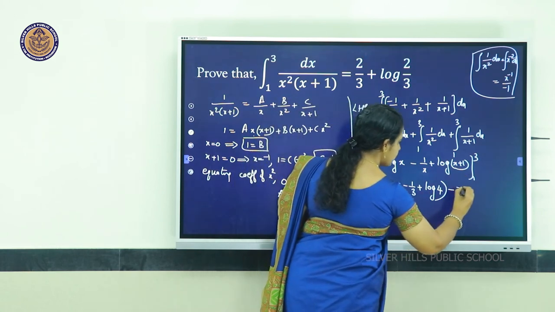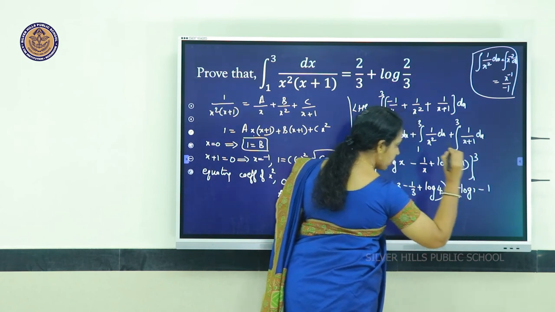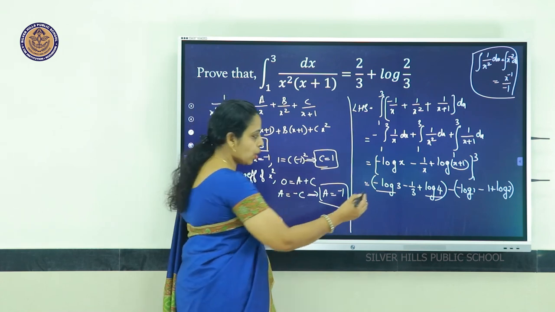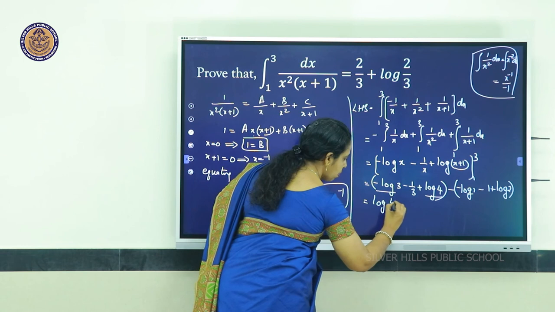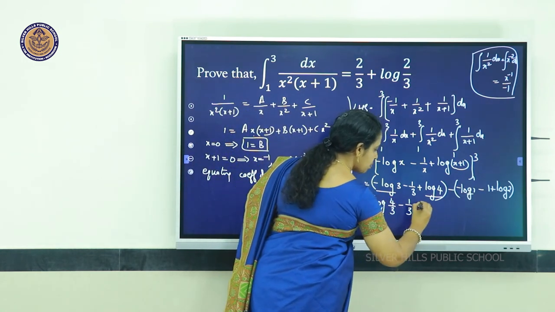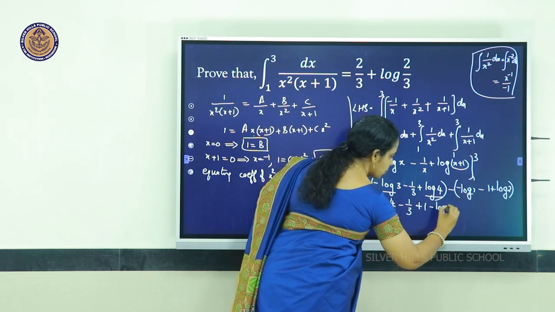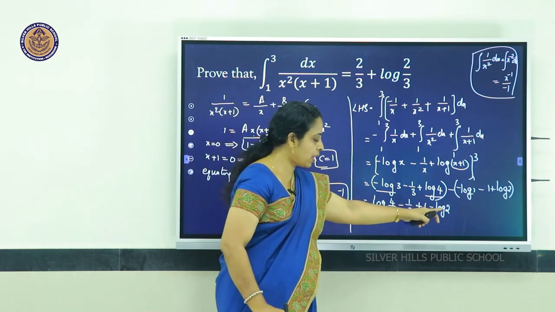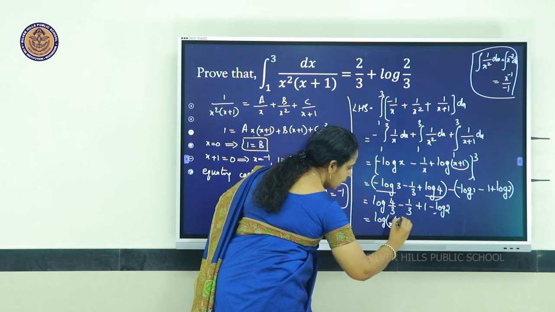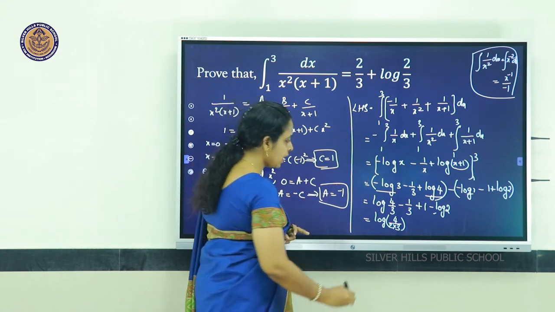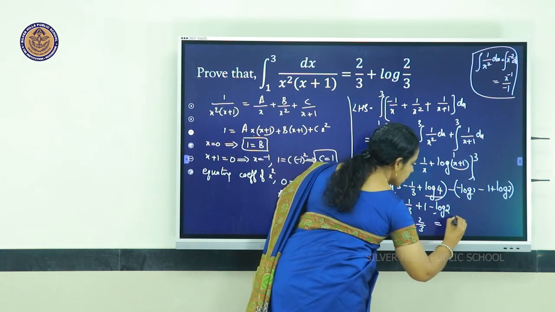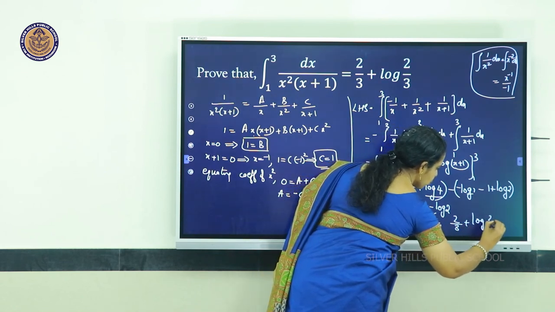minus, minus log 1 minus 1 plus log 1 plus 1, 2, equal to log A minus log B will be log A by B, minus 1 by 3, log 1 is 0, minus minus 1 is plus 1, minus log 2, equal to. This log minus log 2 also we can take here. So, logarithm of 4 divided by 2 into 3. Here taking LCM 3 minus 1 plus 3, it will become 2 by 3. So, final answer, 2 and 4 will get cut. You will get 2 by 3 plus log 2 by 3.